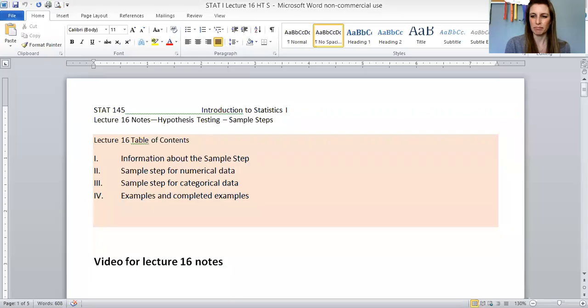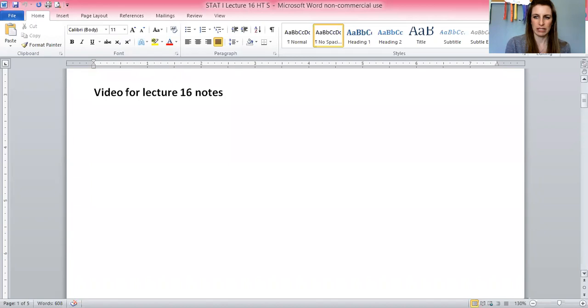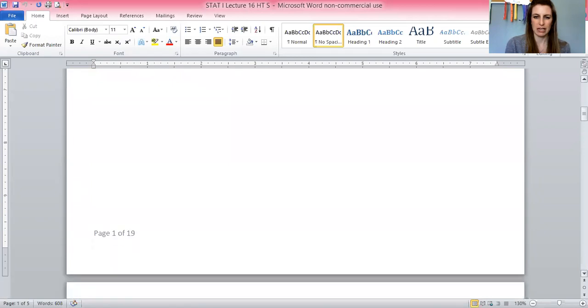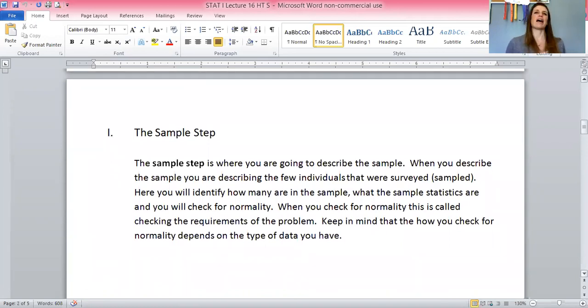So I'm going to share my screen with you so you can follow along with some of the notes, and we'll look at a completed example together. So like I said, we're looking at the sample step today. Okay, so in the sample step, we are actually going to describe what we find out in our sample.